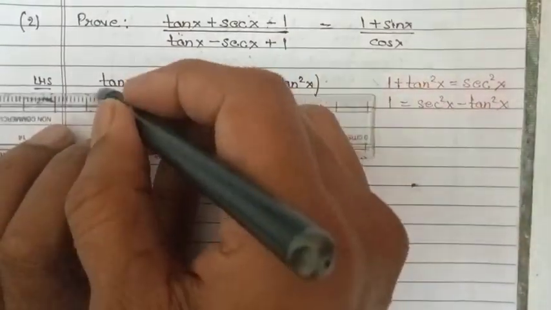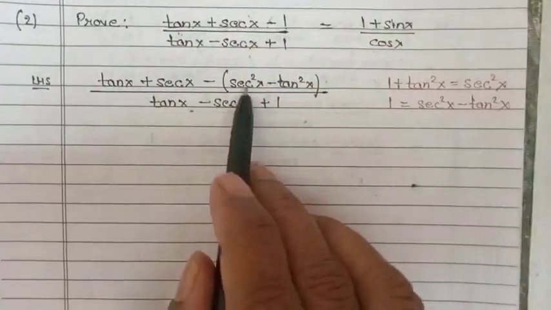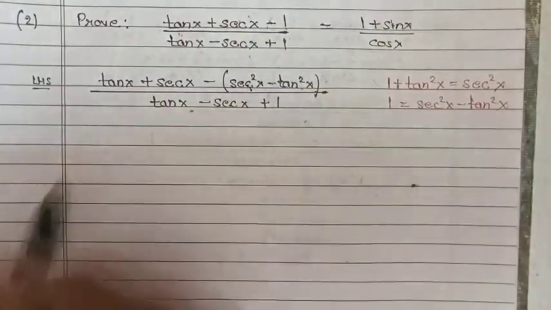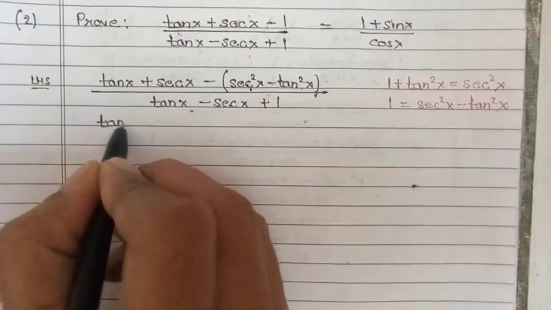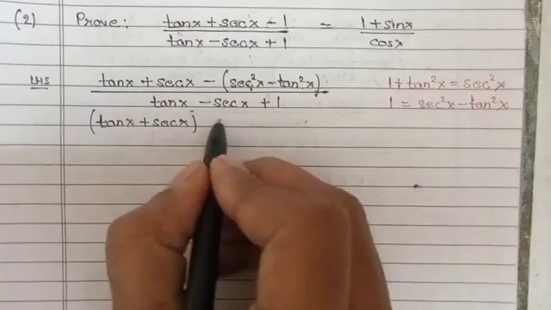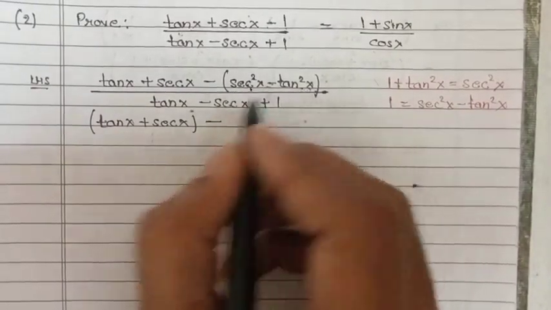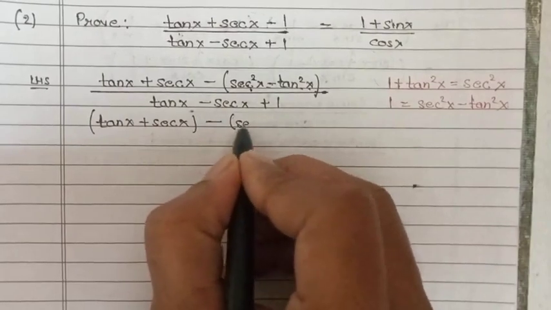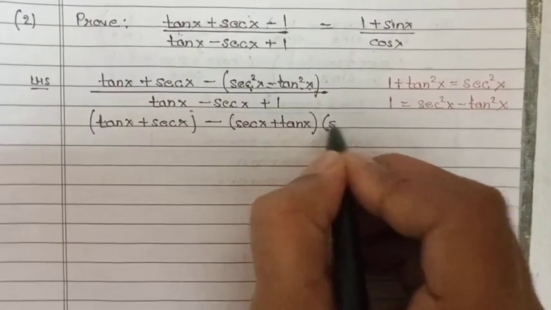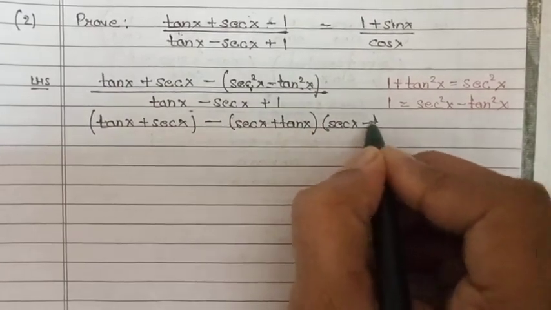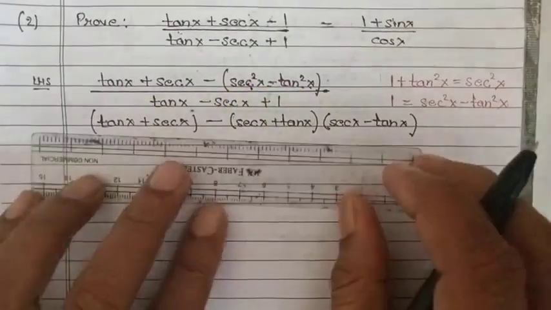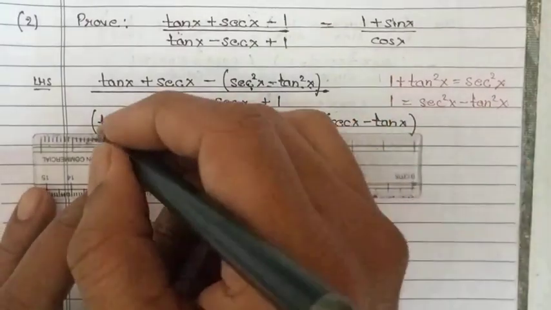Now what we will do, see, in the numerator part we will apply a square minus b square. So this is tan x plus sec x minus, now this sec square minus tan square can be written as sec x plus tan x into sec x minus tan x. We applied a square minus b square here. Denominator remains as it is.